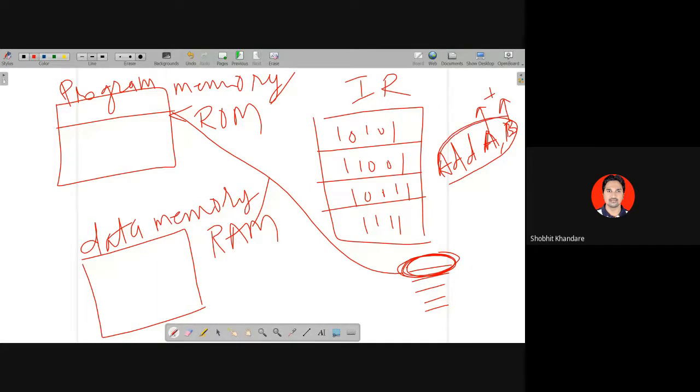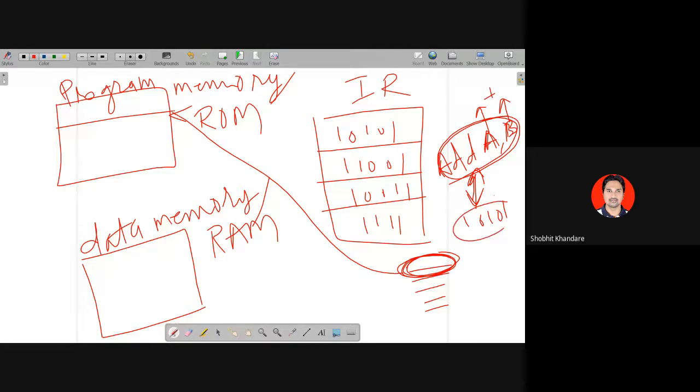अब add a, b ये लैंग्वेज मुझे समझ में आती है, but your computer, your digital devices don't understand this add a, b. So this add a, b has an equivalent binary code. Suppose for example 10101. तो add a, b का equivalent मशीन लैंग्वेज कोड इज 10101.